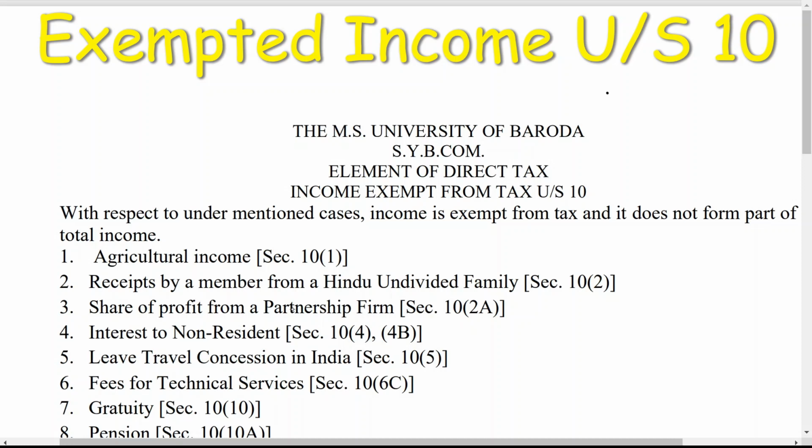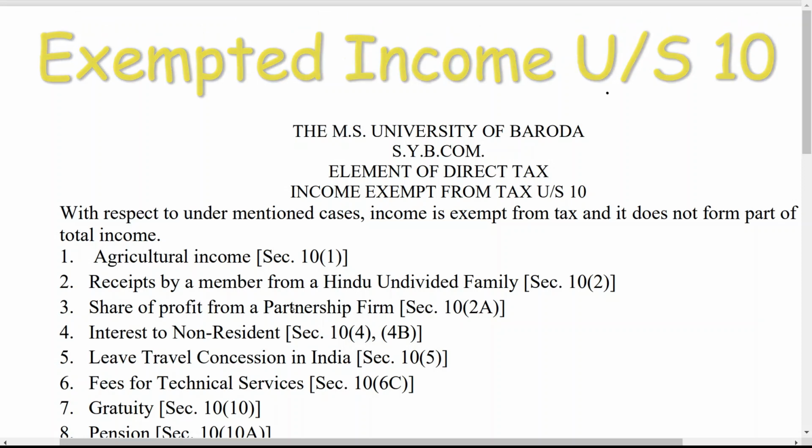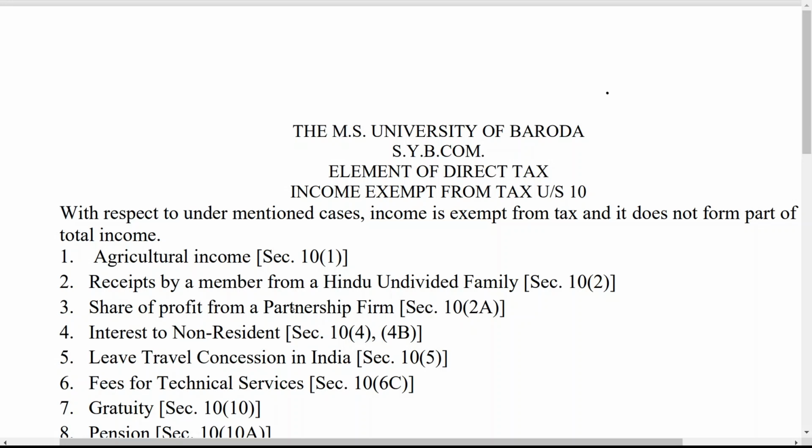Some of the incomes we have already covered in the chapter on salary, and you will get that in the I button also. Agricultural income, section 10 subsection 1. It is a very simple rule. If any agricultural income arises from a land situated in India, then it is totally exempt. So if the land is situated in India and it is agricultural land and that income is arising from agricultural activity, then it is totally exempt under section 10 subsection 1.